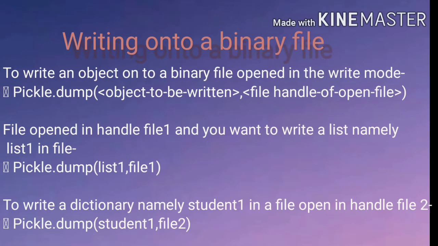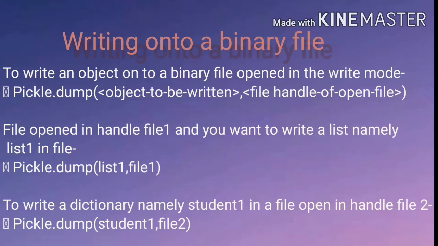We will write pickle.dump, then the object name and the file handle of the opened file. For example, with the file opened in handle file1, you have to write pickle.dump, then in brackets the object name, like list or dictionary, then the file object, so you can write the data easily. Another way, if you want to use the dictionary, you have to write the dictionary object, and after that the file object here. So now you understood how to write the data into a binary file.